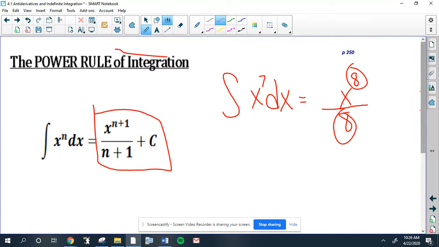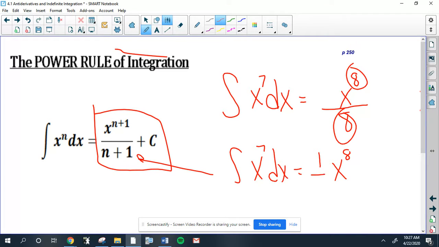Now, I don't necessarily like this division form, because when we get fractions as exponents, it's unsimplified. So here's how I would prefer that you write it. You add one to the exponent, and then instead of dividing by it, multiply by the reciprocal. So the reciprocal of 8 is 1 over 8. And then you need, in both cases, a plus C, because these are indefinite integrals.